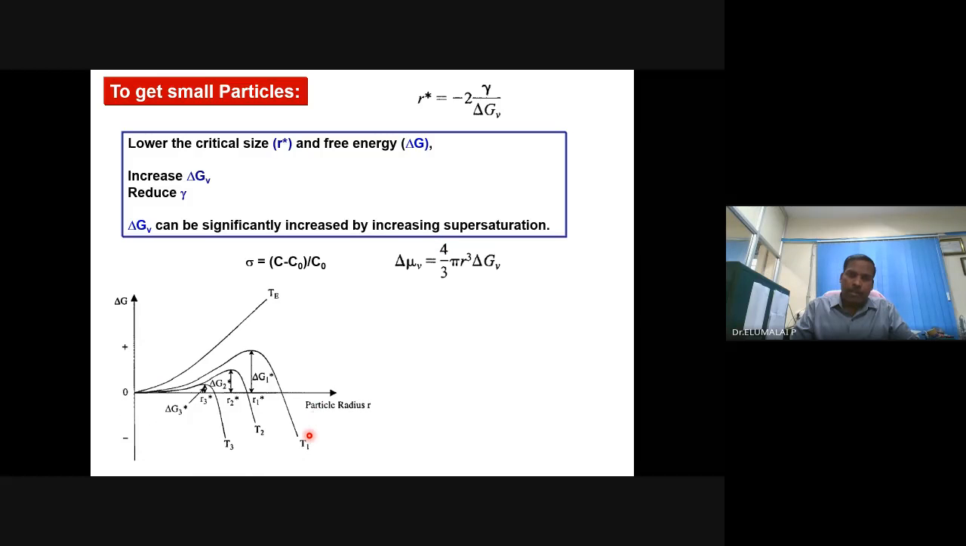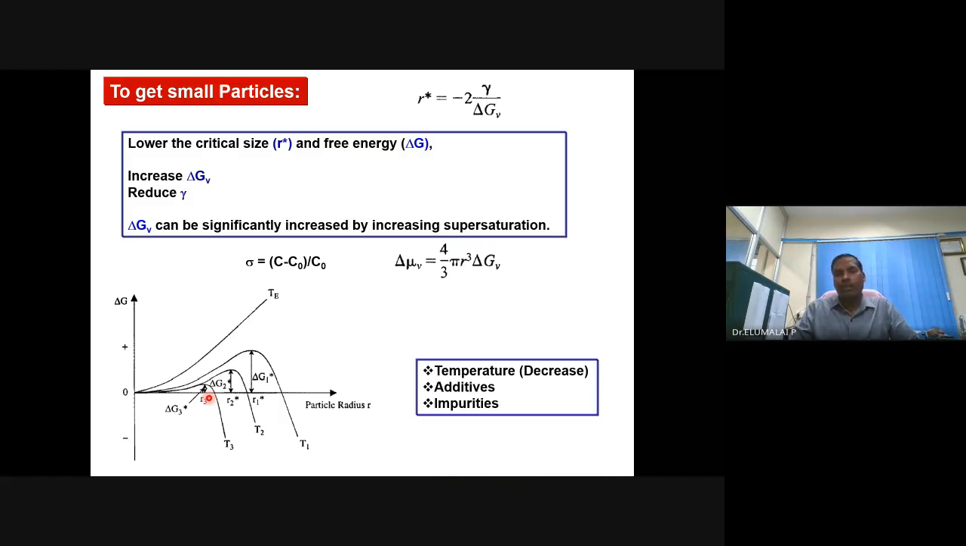And the reaction is conducted at different temperatures: high temperature, a little lower temperature, and a very low temperature. Depending on the temperature, we have a different free energy change, and when the free energy change is different, the R star is also different. You will literally manipulate the reaction conditions in order to get the smaller particles. That is the take home point.